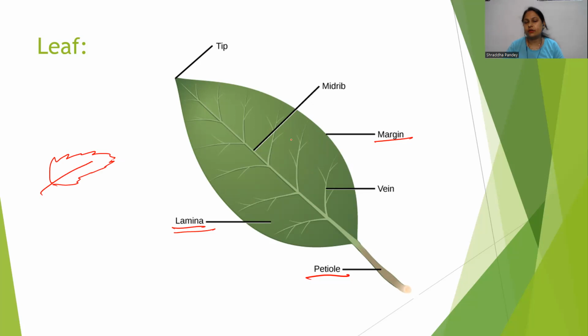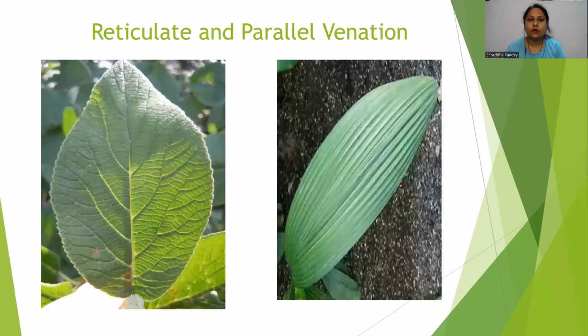Shape also differs. Then there is a midrib. This is the midrib, and there are veins. The branched network-like structure which you can see is the veins. Now, what is the function of leaf? We will learn in detail. Before that, we will study the types of leaf. What are the different types of leaf?